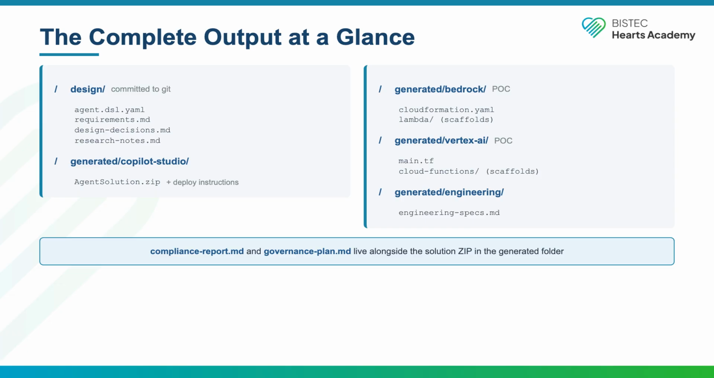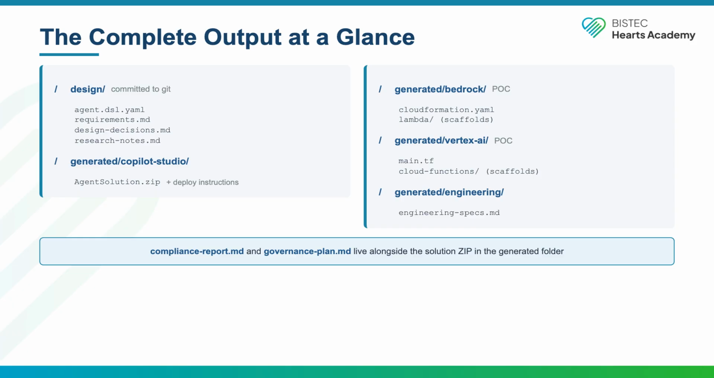The generated Bedrock folder holds the CloudFormation template and Lambda scaffolds, marked as POC. The generated Vertex AI folder has the Terraform file and Cloud Function scaffolds, also POC. The generated engineering folder contains engineering-specs.md. Finally, compliance-report.md and governance-plan.md live alongside the solution's IP in the generated folder, not in a subdirectory, but at the same level as the Copilot Studio folder.